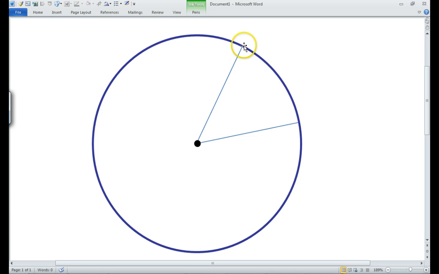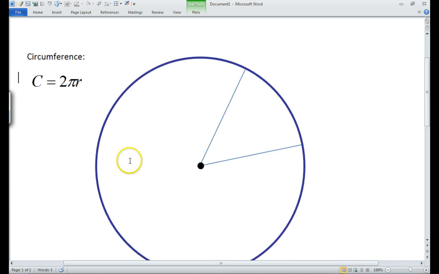Remember that circumference is the entire distance around the circle. It's exactly like the perimeter of a polygon, except for a circle. That perimeter is called the circumference. And it's given by a formula. Circumference equals 2 pi r. That's 2 pi times the radius. Or, put another way, circumference is pi times diameter.